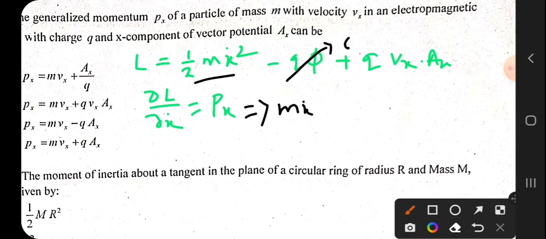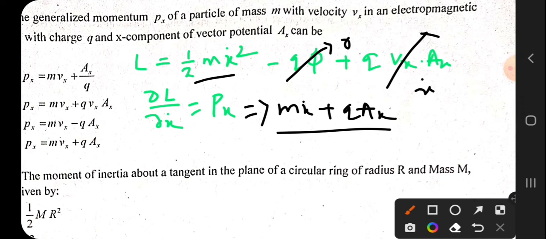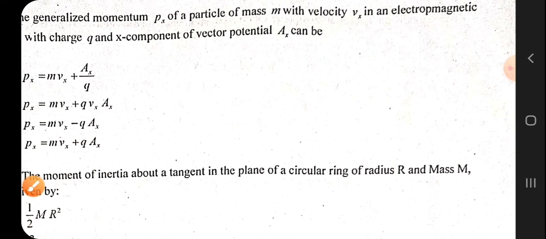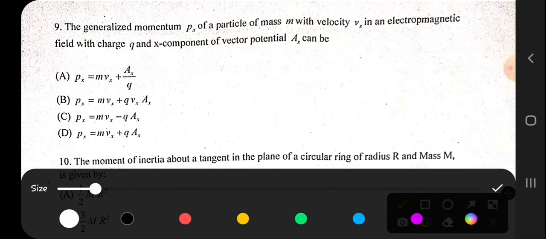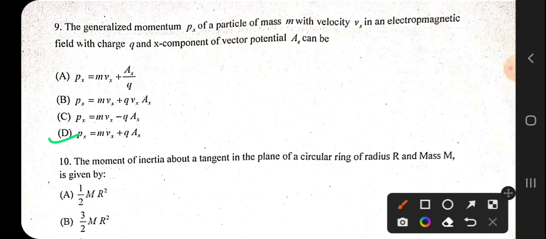This portion reduces to m x dot, clear. Again this portion goes down to 0. Again from this portion we know that vx is actually x dot. So here the answer will be plus qAx. So m x dot plus qAx will be the answer. So from this question, option number 4, option D will be the correct answer: m x dot plus qAx.